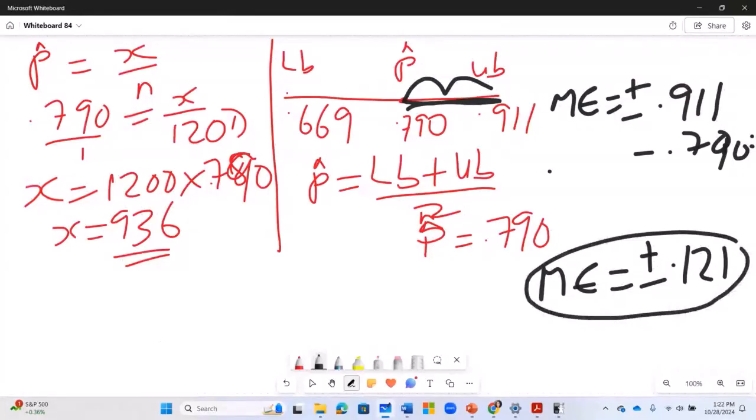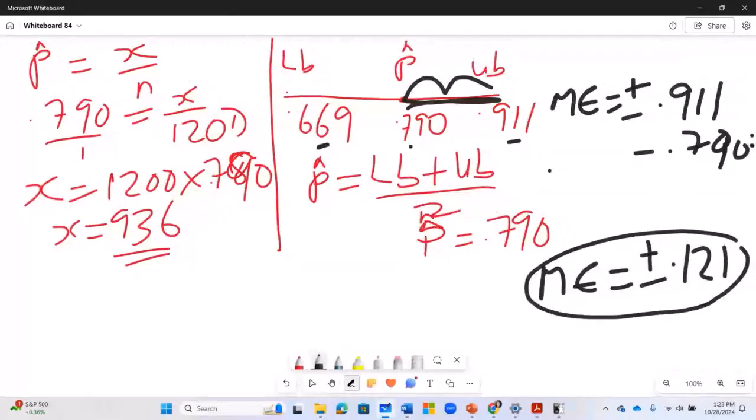And by the way, what do I mean by margin of error? If I add 0.790 plus 0.121, I get the upper bound. If I subtract 0.121 from 0.790, I'll get the lower bound. So now at this point, we can actually calculate the confidence interval. So let's calculate the confidence interval for p.